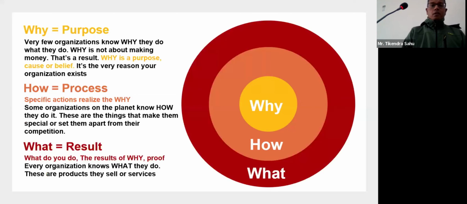And the final part, that's what all the companies are doing. That is the what. What do you do? The research of why. Proof. Every organization knows what they do. These are the products they sell or services.